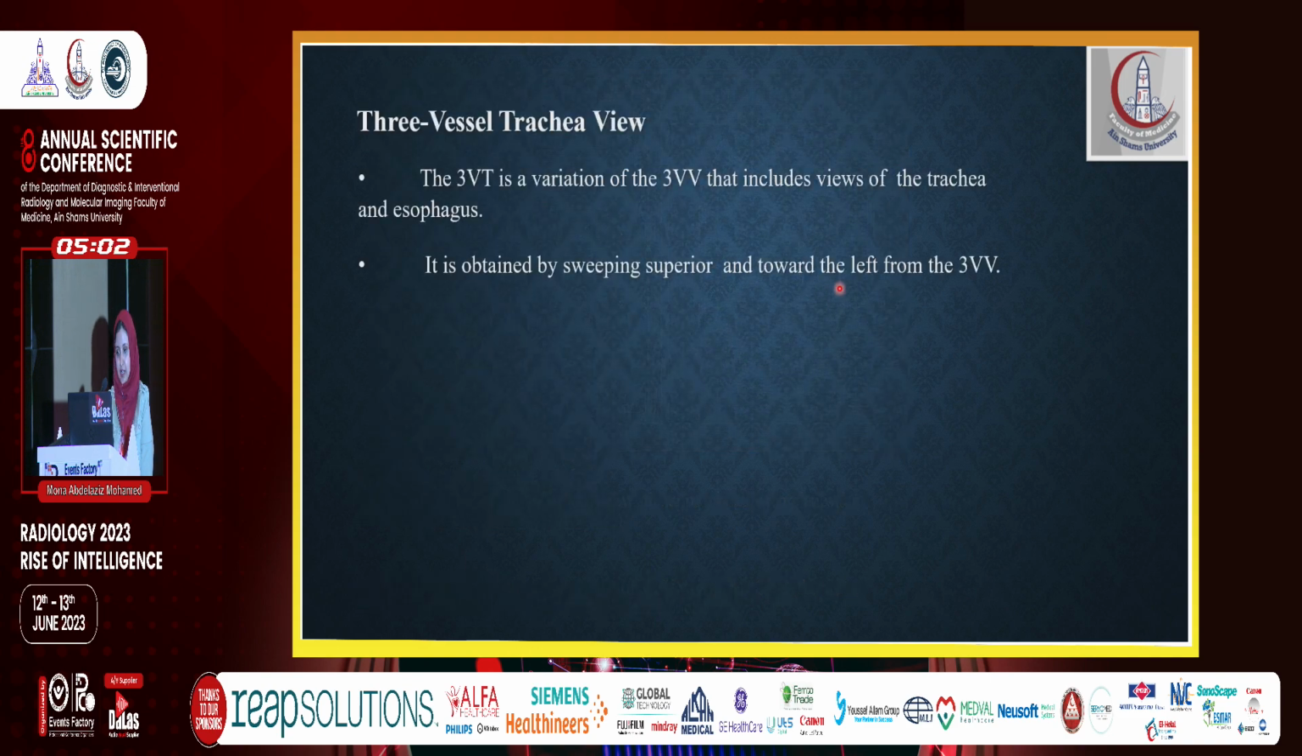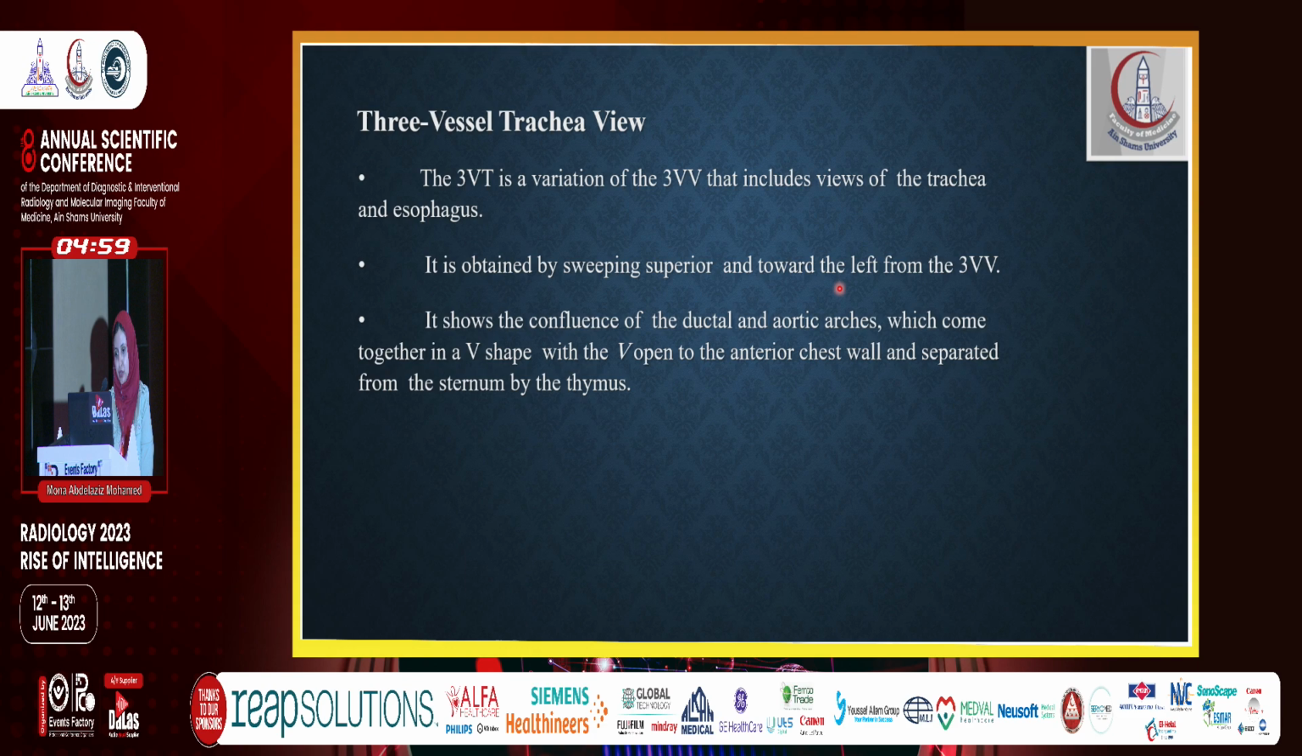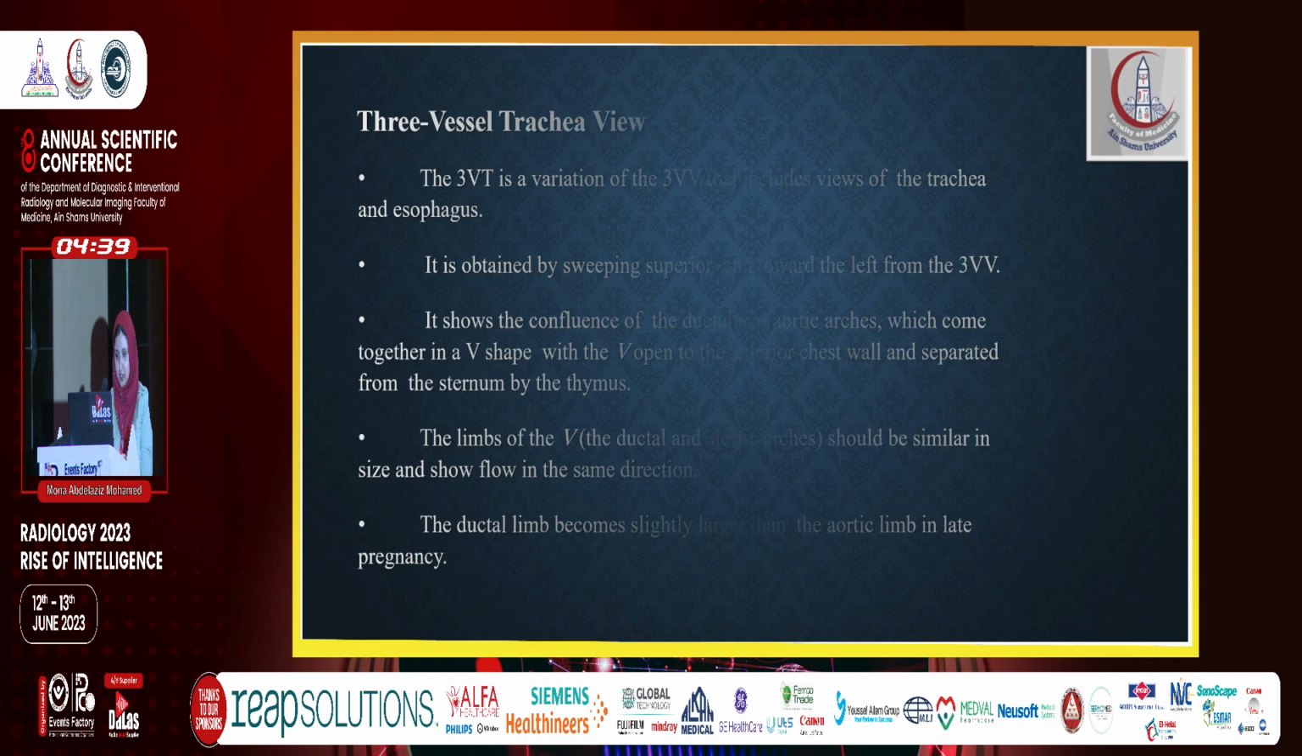The three-vessel trachea view includes additional views of the trachea and the esophagus, and is obtained by sweeping superior and toward the left from the three-vessel view. On this view, we can see the ductal and the aortic arches forming a V-shaped confluence, which is separated from the sternum by the thymus, as we will see in the next slide.